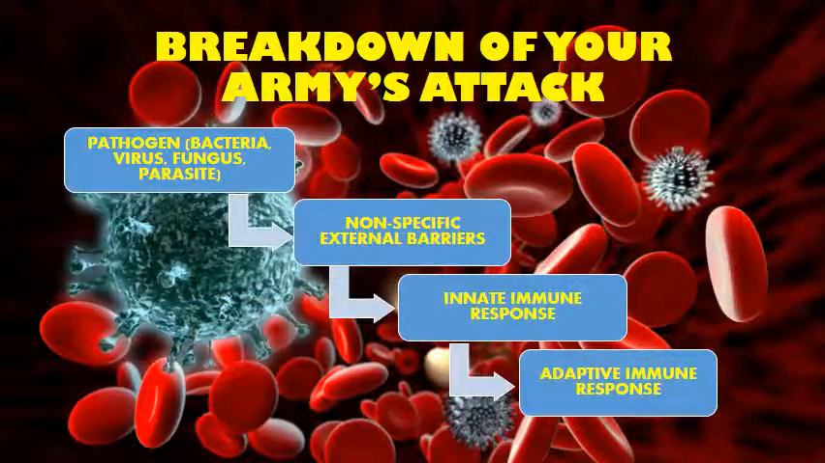Next, I'll break down your body's attack sequence. When a pathogen such as bacteria, virus, fungus, or parasite tries to infect your body, your first defense is your nonspecific external barriers. These are your skin and mucous barriers. Should the pathogen break the skin and enter your body, your innate immune response is activated. Your innate immune response is considered a broad spectrum attack. Should the pathogen be too strong for your innate immune response, the innate immune response will activate your adaptive immune response, which is a more specific attack tailored exactly for that specific pathogen.